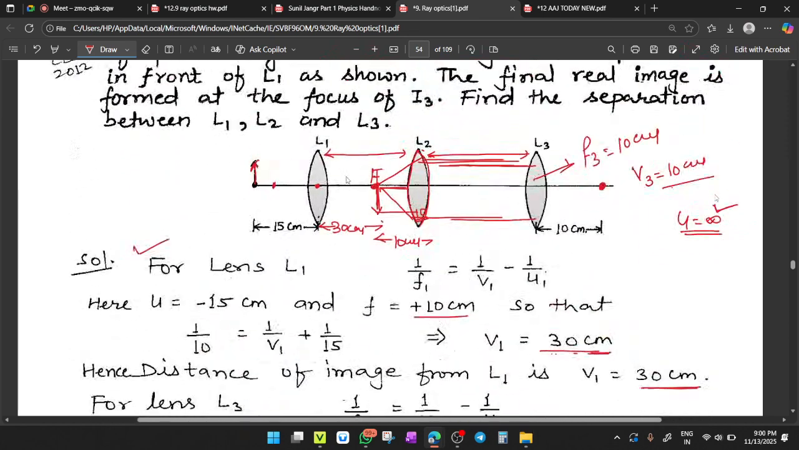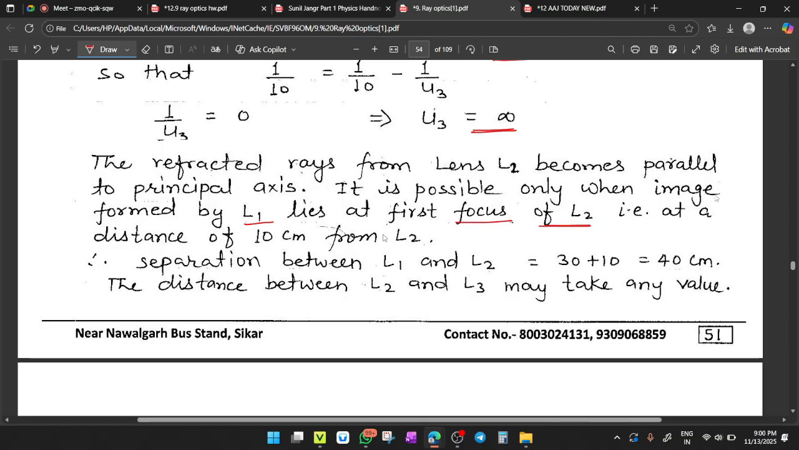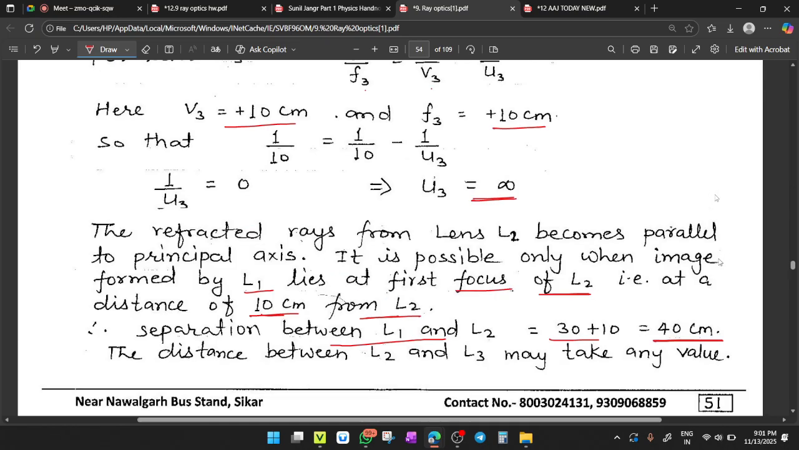So, what is the distance? 30 plus 10 equals 40. Clear? So, the refracted rays from L2 become parallel to the principal axis. It is possible only when the image formed by L1 lies at the first focus of L2, that is at a distance of 10 centimeter from L2. So the separation between L1 and L2 becomes 30 plus 10 equals 40.